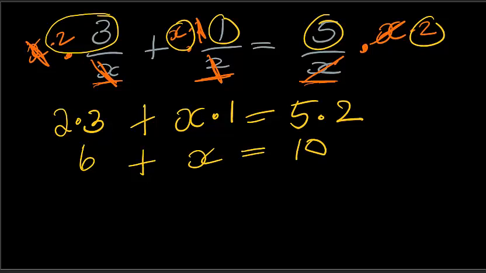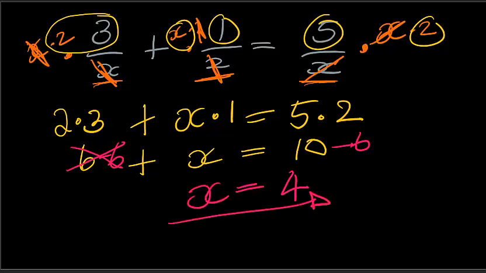Because I want x equals a number, I'm going to keep my x on the left-hand side, and I'm going to take the 6 to the right-hand side. In order to do that, I'm going to say 6 minus 6 and 10 minus 6. 6 minus 6 is 0. 10 minus 6 is 4. So my answer says x is equal to 4. That's my final answer.